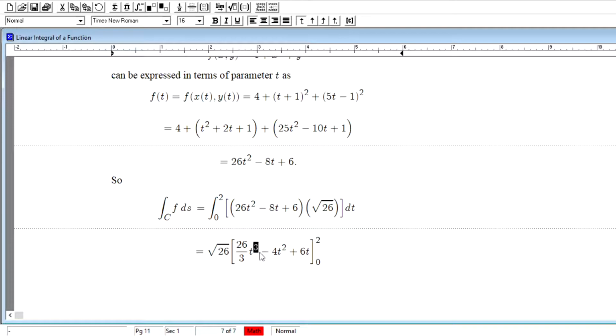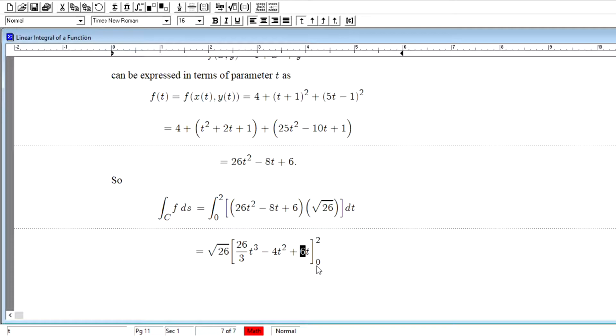Minus 8t will become minus 4t squared. We bump that power, 1 power of t, up to 2 and divide by 2. 8 divided by 2 becomes 4. And then 6 is a constant times t to the 0 power. If we bump that t to the 0 up to t to the first and divide by 1, we will be left with plus 6t.